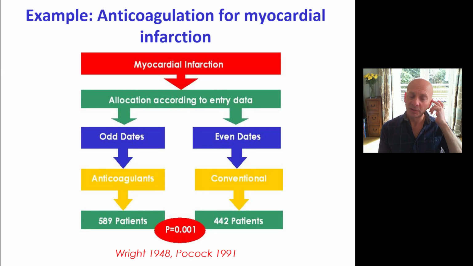Here's an example to see how that can manifest itself, where this is a very old trial from 1948 looking at anticoagulation, where recruitment was not done by a random process, but was done by the day of hospital admission. On odd dates, people were given anticoagulants. On even dates, they were given the conventional treatment. And we can see how the group sizes, 589 versus 442, were very, very different, suggesting that somehow people were manipulating people to be entered into the trial on odd days so that they would get anticoagulants.